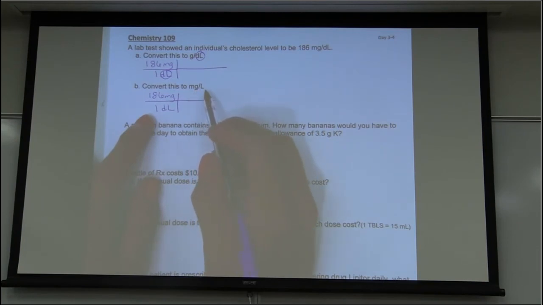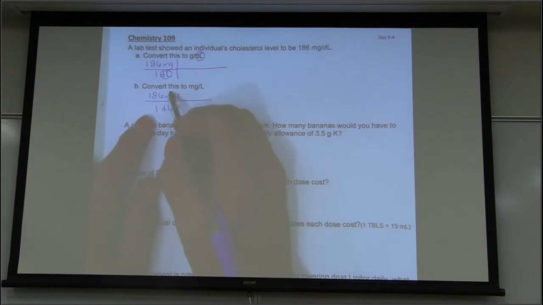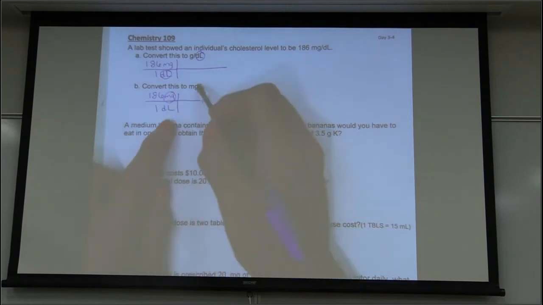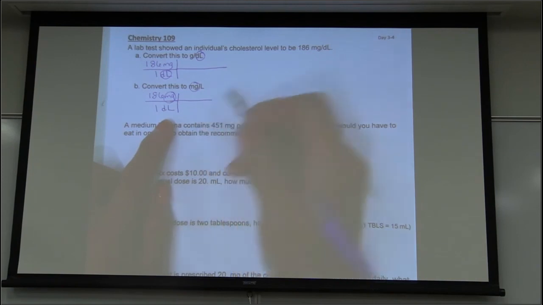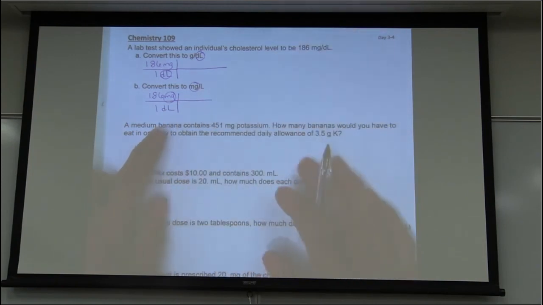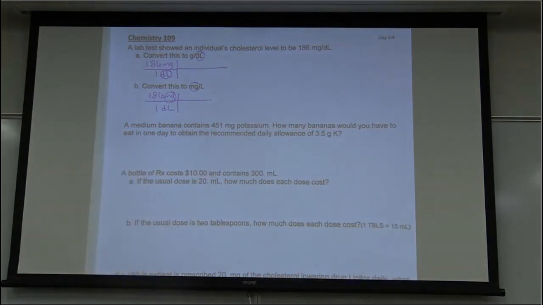Milligrams per liter. What do we have? Milligrams. So all you're doing is trying to find deciliter to liter. That's it. So these honestly are super simple if you pay attention. So I'm going to let you do those later. Come down to the banana problem.